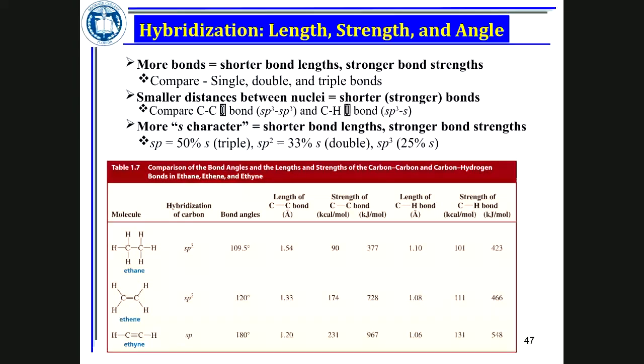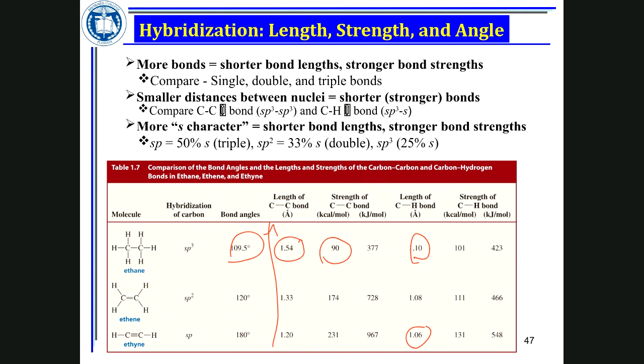So it's comparing the hybridization. You have your bond angle for each hybridization, the bond length, and then the strength of the bond. Even the bond length to the hydrogen is greater compared to when you have an sp hybrid. So if you look at the pattern here, the length of the CC bond is going to increase from sp to sp2 to sp3, or the opposite, it is going to decrease.